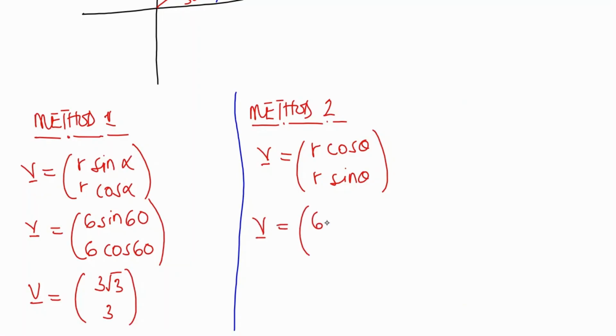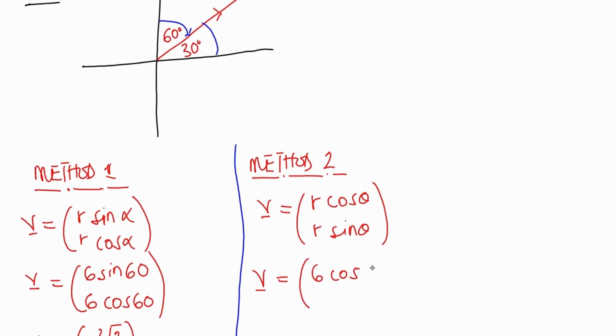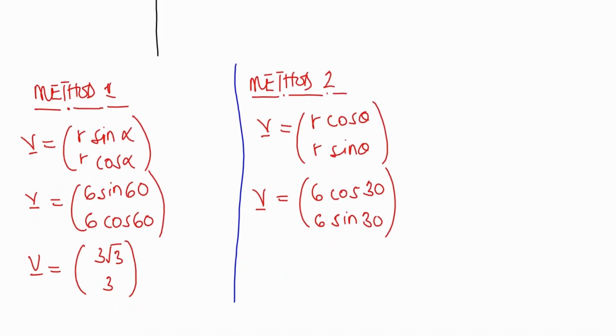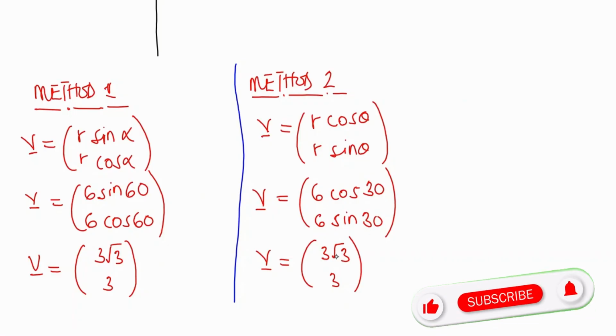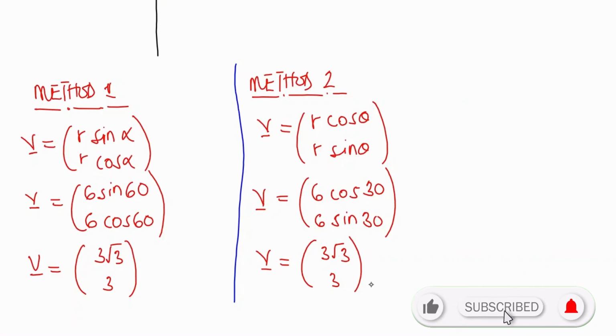Which means V now is equal to, we know our R to be 6, and cos comes first. So cos of, now our theta is known to be 30, so we write 30 here. And here we have 6 sine of 30. So in component form, the vector is equal to 3 root 3 and 3. That is 6 cos 30 giving us 3 root 3, and 6 sine 30 giving us 3. So at the end, we are getting the same answers, and you can apply any of them in your solution. You just have to stick to one, make sure you understand it, and apply it. For method 2, we consider the quadrant in which the vector lies.